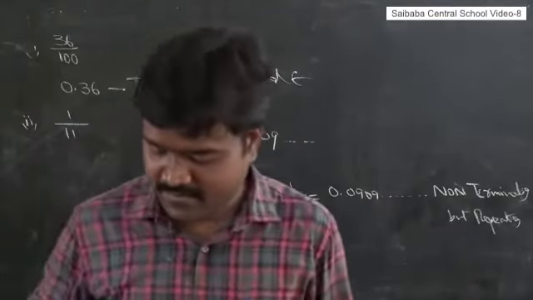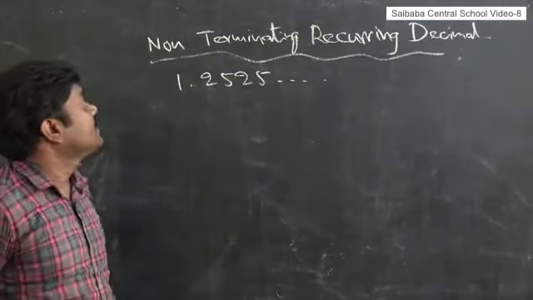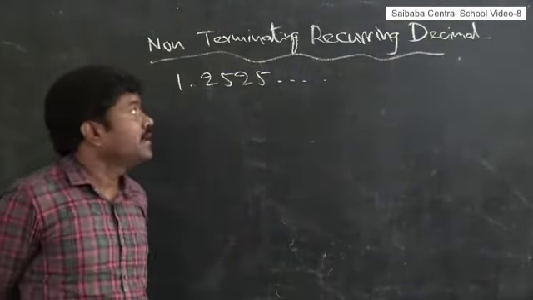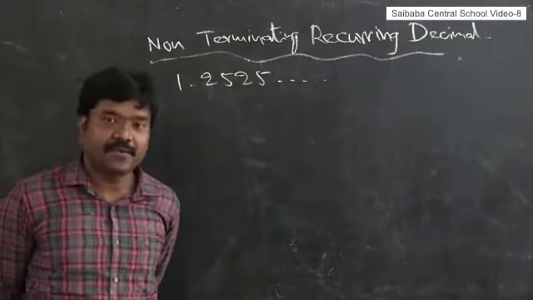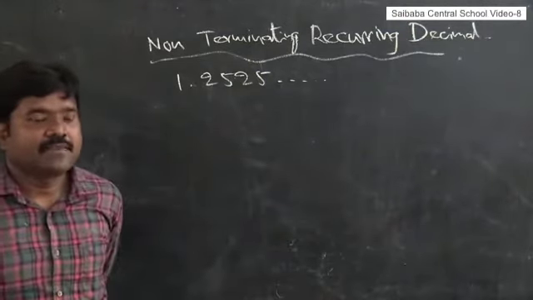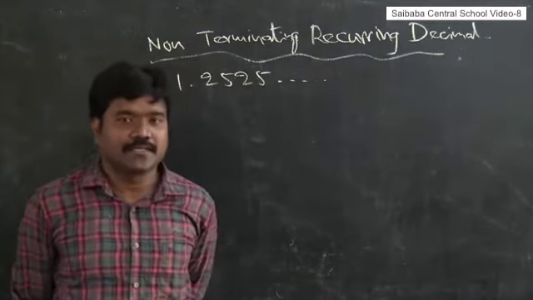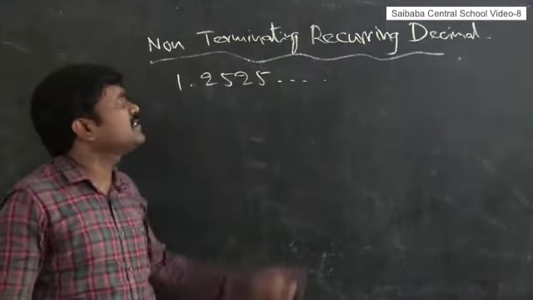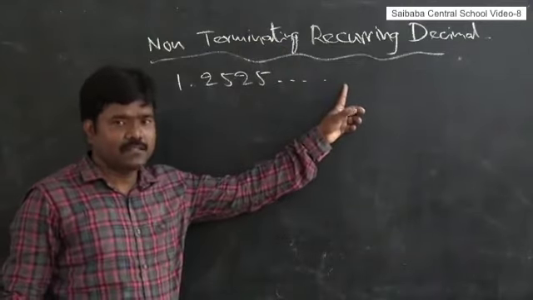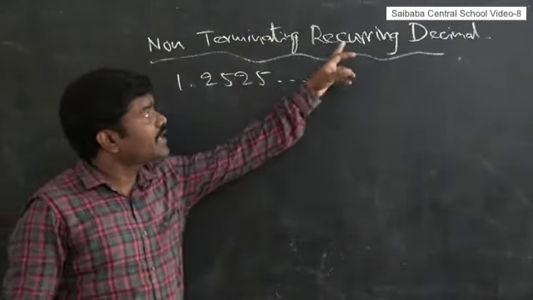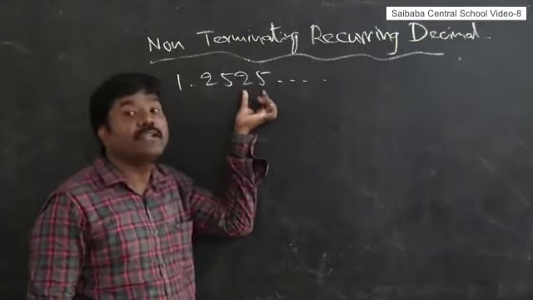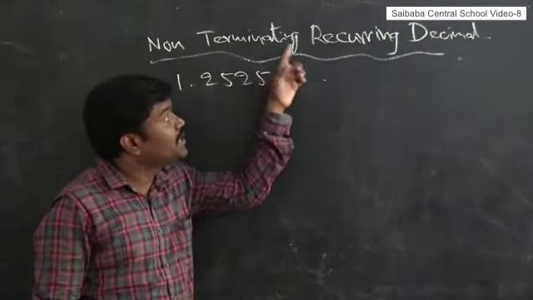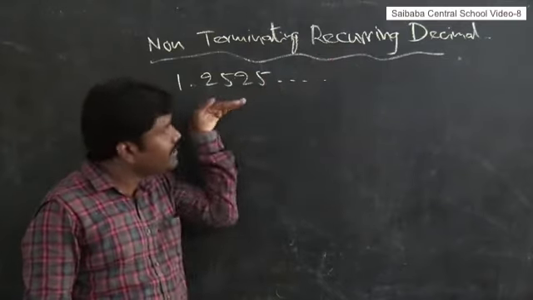See this, now I am taking a non-terminating recurring decimal. There are some concepts to discuss here, that's the reason why I am taking it. Non-terminating means there is no end and so on. And recurring means a repeated portion is there, one portion is repeating periodically. That's why I am taking non-terminating recurring decimals.